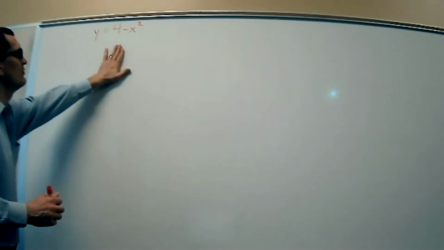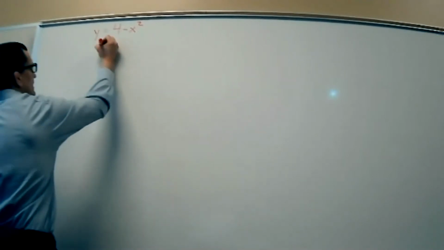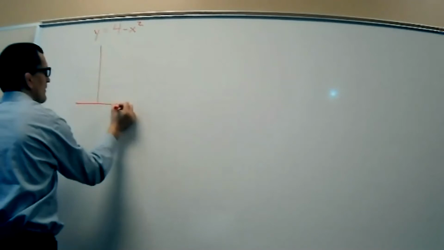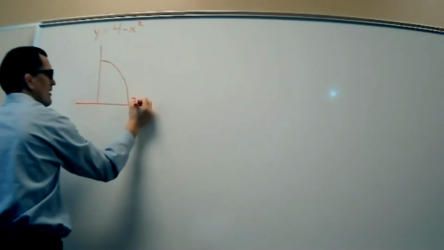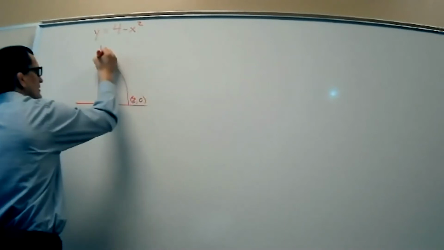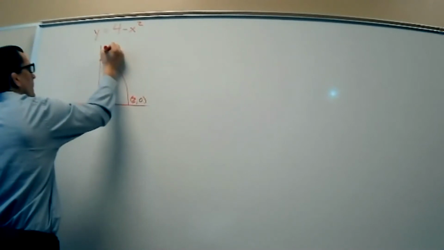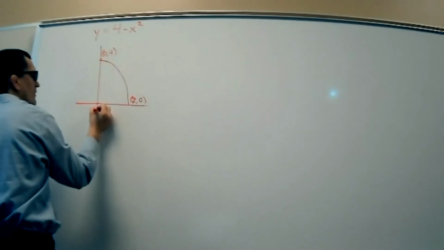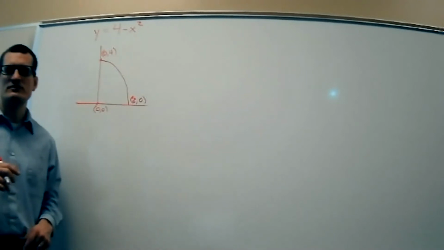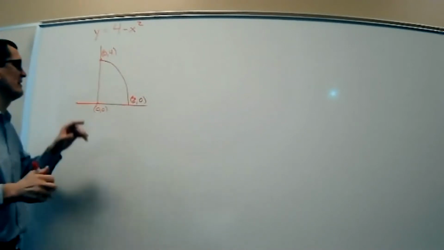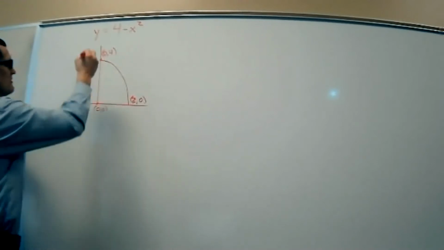So y equals 4 minus x squared. We already know the region, so I'm going to draw it pretty quickly. It looks like that. That's the bounded region. Those are the points of interest. We're going to rotate this around the y-axis.